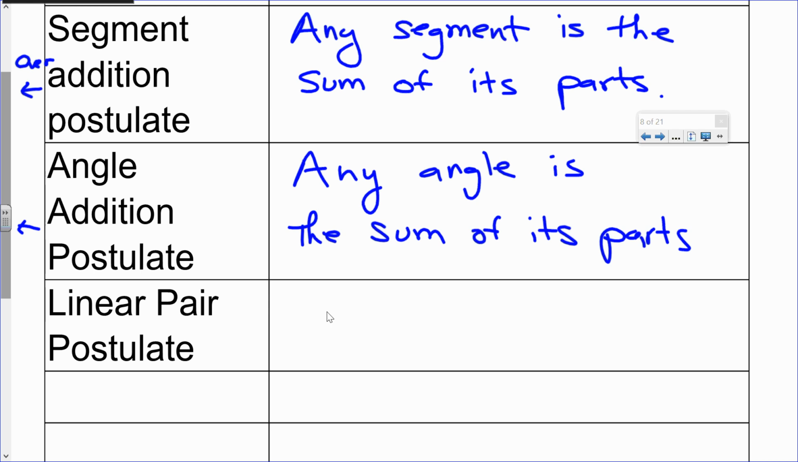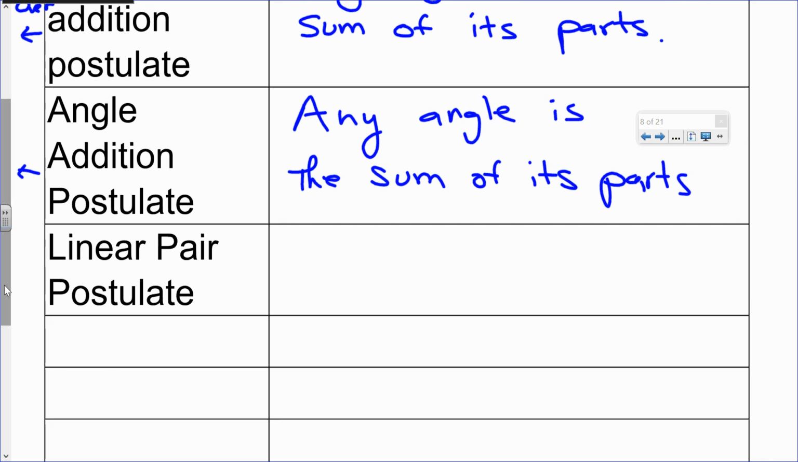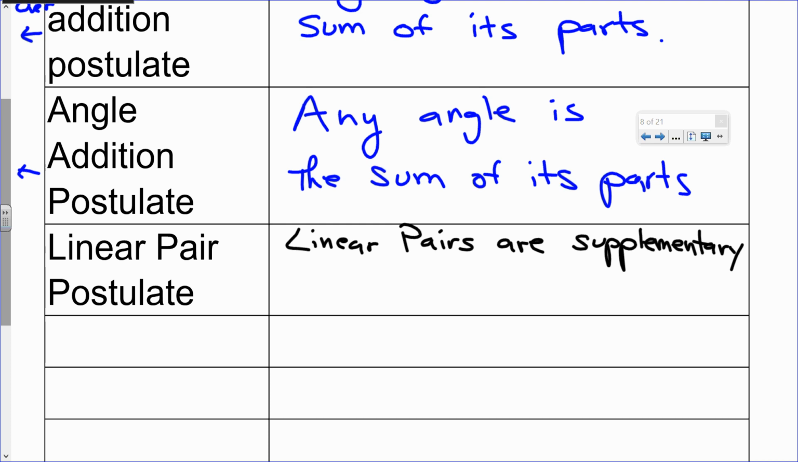Go write linear pair postulate. And here's what it says. Linear pairs are supplementary. Chang, you remember what supplementary means? They equal 180 degrees. So linear pairs are supplementary. It's that straightforward and that obvious. It's just bam, here's a truth. It's a postulate. Linear pairs are supplementary.